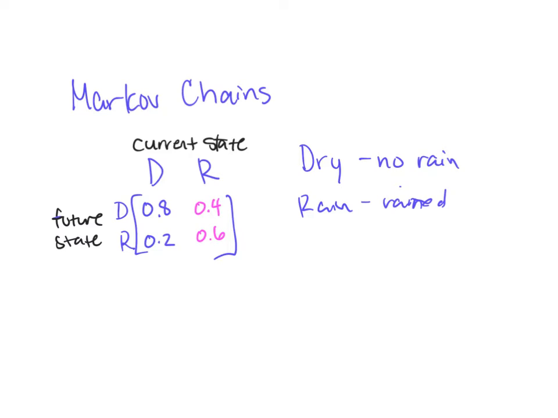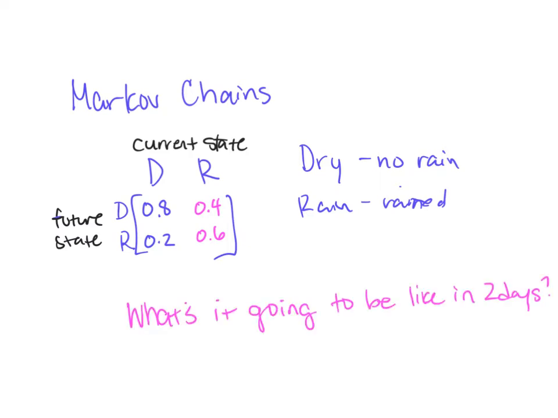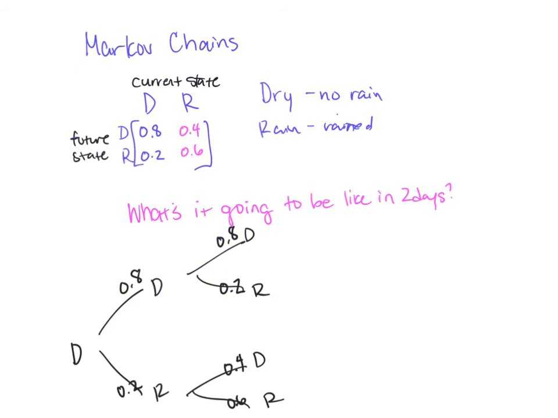One of the ways that you could figure out what it's going to be like in 2 days is you could make a gigantic tree diagram. So you know it's dry today, then you've got an 80% chance of dry, 20% chance of rain, and then here it changes because if it rains, then it's 40 and 60. If it's dry, it's 80 and 20. And let's say I want to know what's it going to be like in 2 days, what's the likelihood it rains, then I need this path, and I need this path.